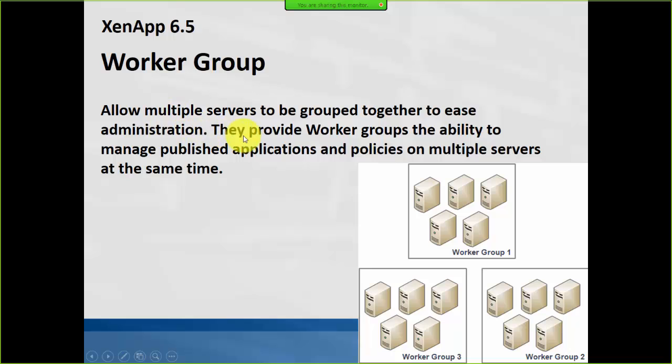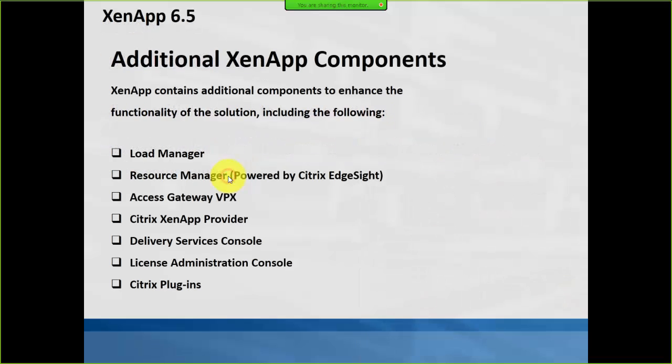Worker groups allow multiple servers to be grouped together to ease administration. So if we have hundreds of Citrix servers in big environments, we can have a group of servers working together, and we can put some applications on one set of servers and change their configuration simultaneously. Additional XenApp components are these: load manager, resource manager, access gateway. We're going to be talking more about them in the next classes.